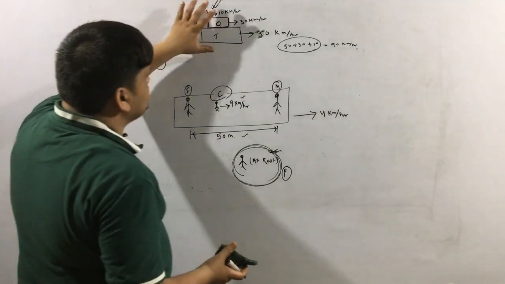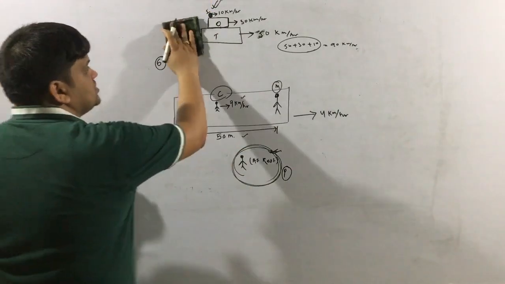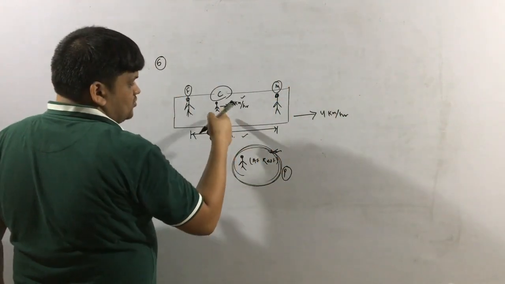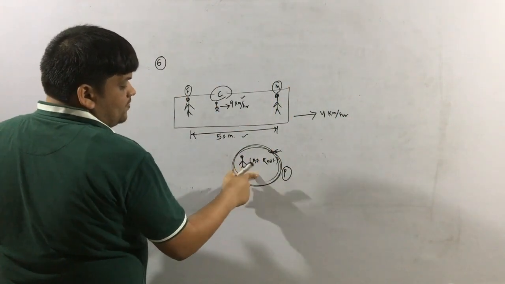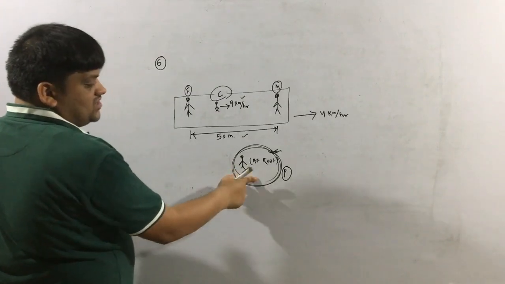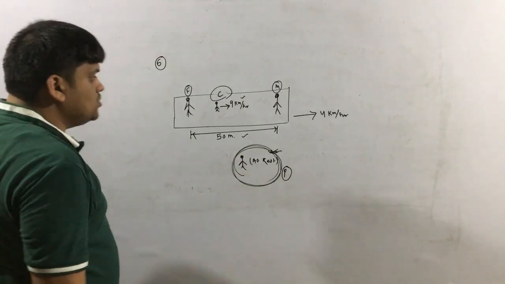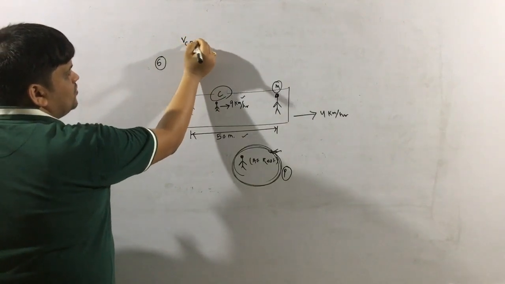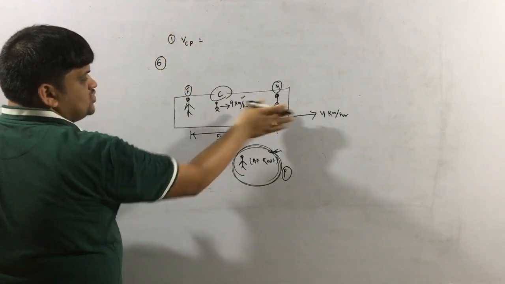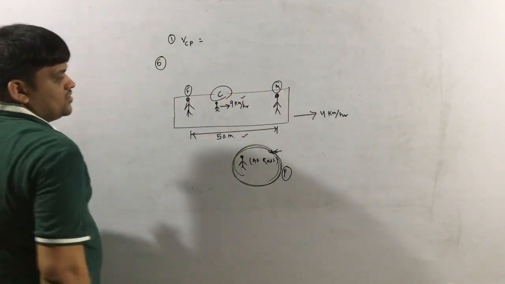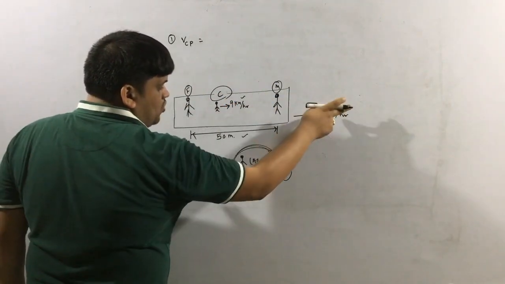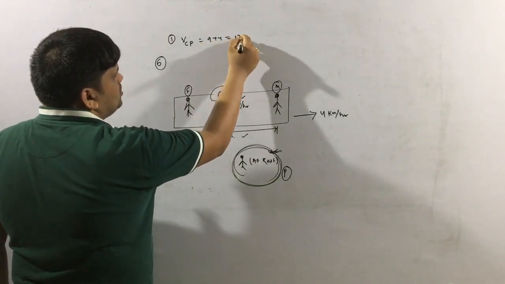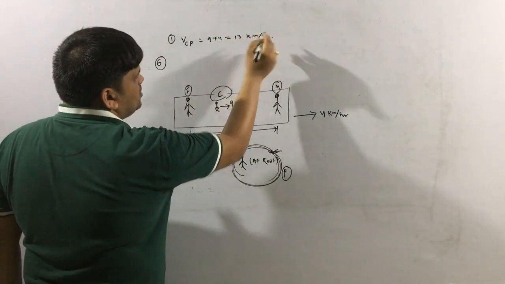So here, if you understood the situation, the same kind of questions are there. Here the question is, what is the speed of this person with respect to the person outside at rest? So the question is, the velocity of the child with respect to the person when he is moving from his father to mother. So it will be how much? 9 plus 4, which equals 13 km/h.